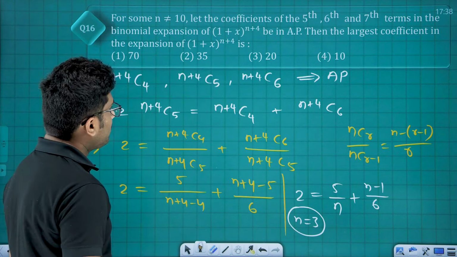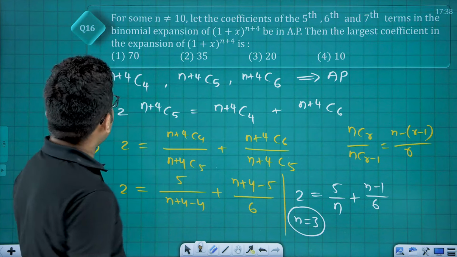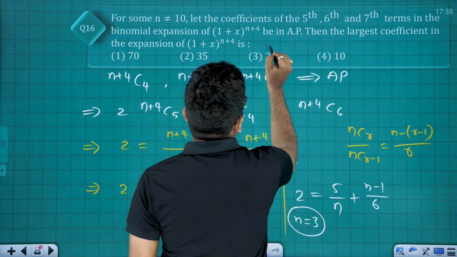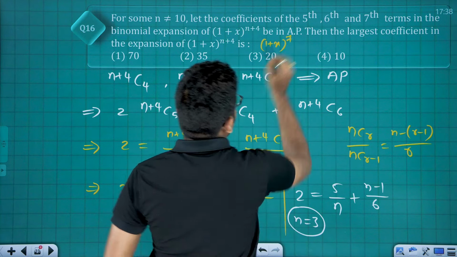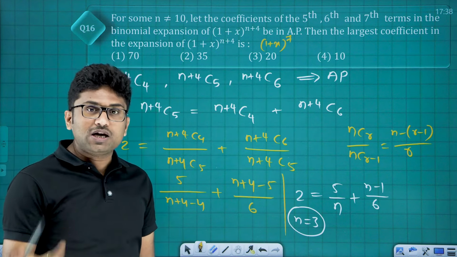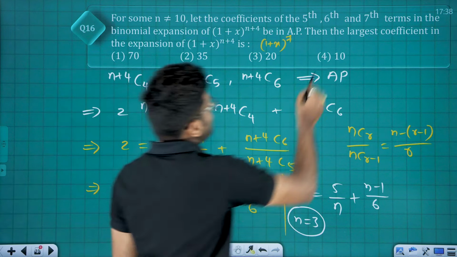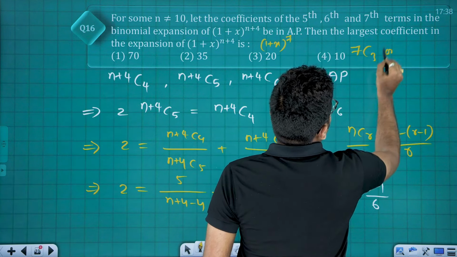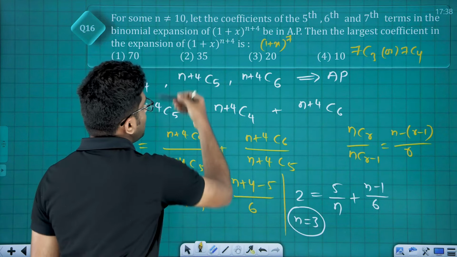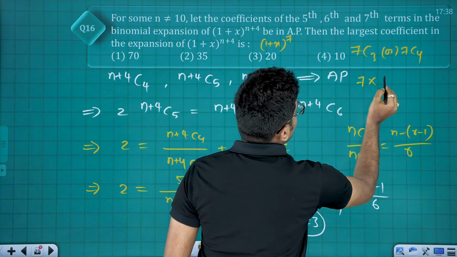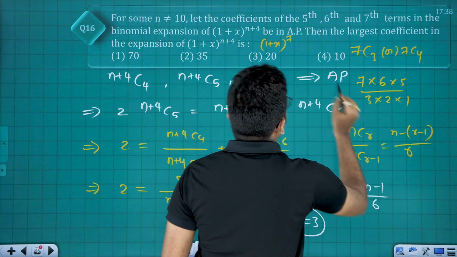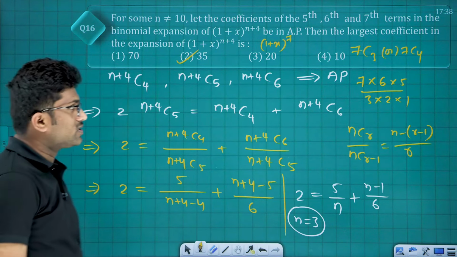Now what they are asking: the largest coefficient in the expansion of 1 plus x whole power n plus 4. We have got the n value, that is 1 plus x whole power 3 plus 4, which is 7. Largest coefficient, which is nothing but the largest binomial coefficient, is the middle term only. What is the middle term? Which is 7C3 or 7C4. So whether it is 7C3 or 7C4, the answer is 35. That is 7 into 6 into 5 divided by 3 into 2 into 1. So which is 35, option 2, friends.